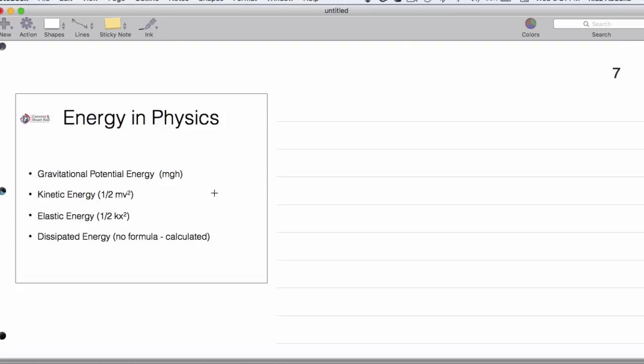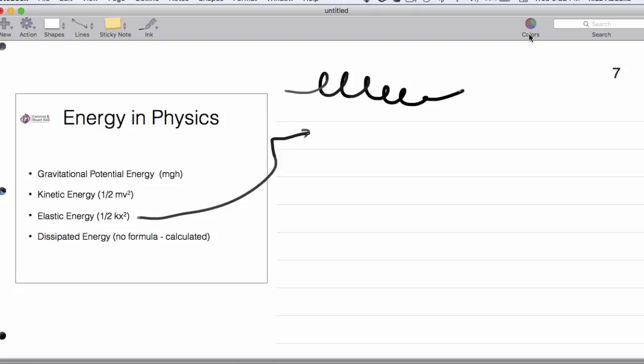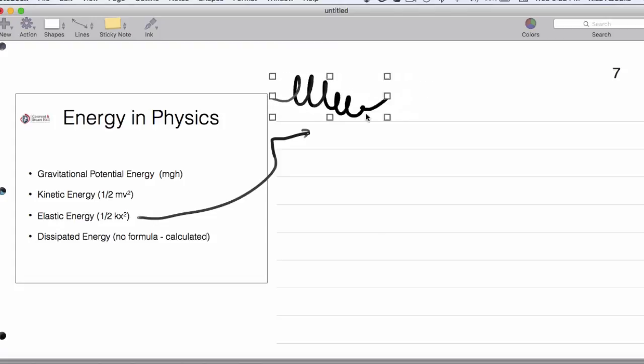And they're essentially gravitational, kinetic, elastic, and dissipated. One small thing with the elastic energy, we did need to talk a little bit about where that comes from. So elastic energy is when you have a spring, okay, and perhaps you compress it or you stretch it. So there's a spring.